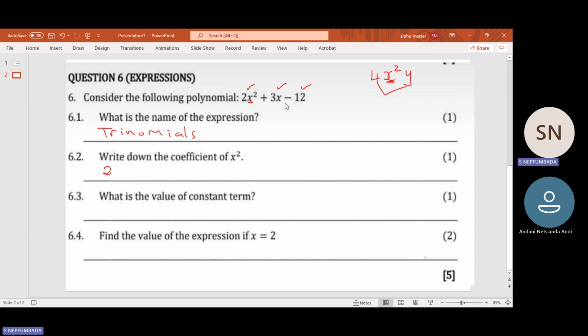They say, what is the value of a constant term? A constant term is a number that doesn't have a variable or a letter, which is negative 12. Then they say, what is the value of the expression if x is equal to 2? In other words, where they say x, we're going to put 2. Then we've got 2 to the power of 2 plus 3 into 2, then minus 12. When we substitute our 2 where they say x, we then press our calculator and see that we are going to get 2.